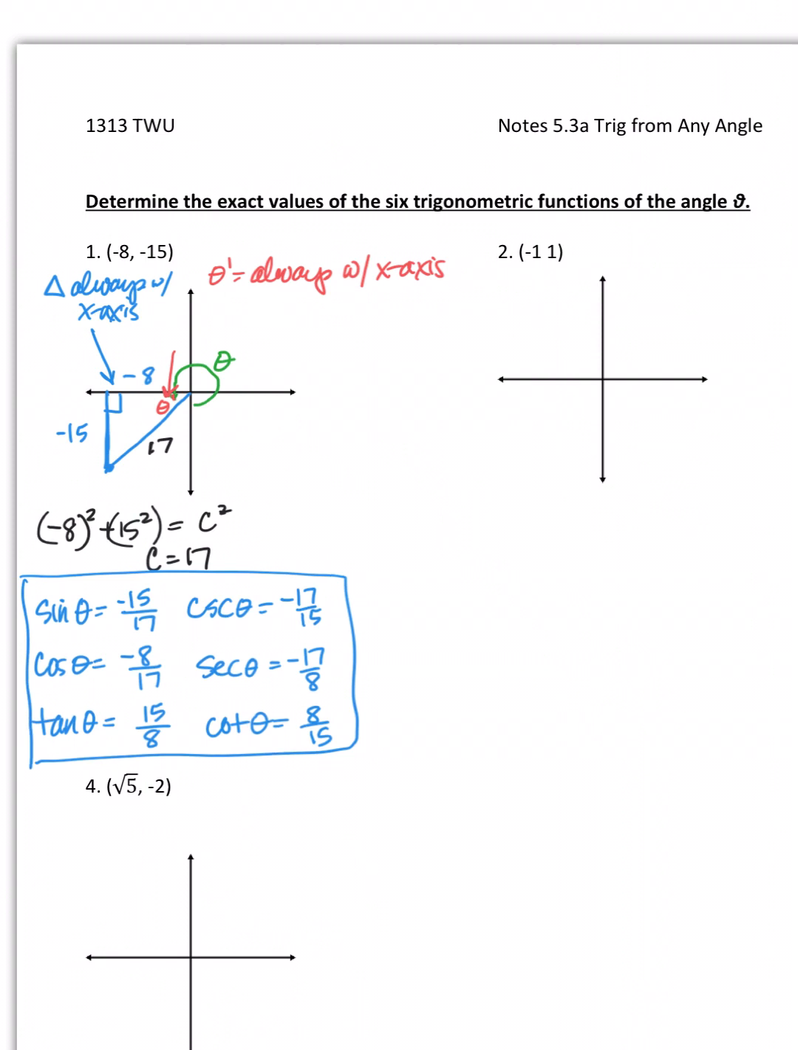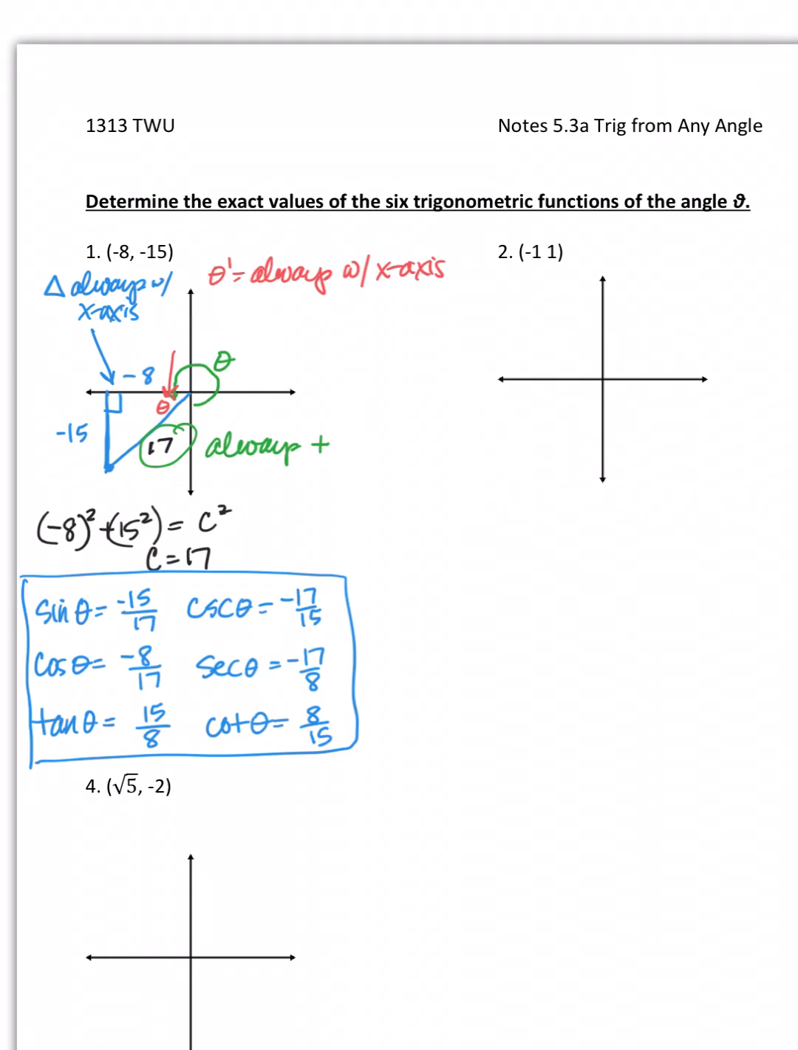Now, just a word of warning here. When you find a hypotenuse, the hypotenuse will always be positive, okay? This will always be positive because it's a distance. Now, your legs could be negative or positive depending where they fall in the quadrants, but the hypotenuse will always be positive for future reference, okay?